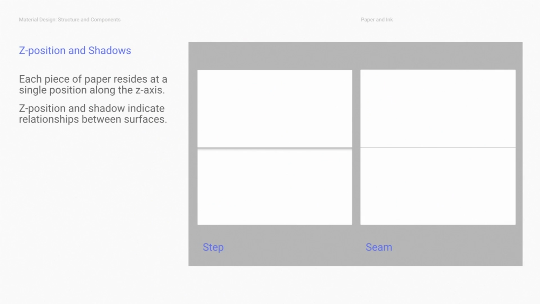The position of a piece of paper gives the user hints about how it relates to other paper. The dimensionality invites interaction. When the user sees a realistic shadow, they think there is a gap, we call it a step, between two pieces of paper, and they will behave and move independently. When there is no shadow between two coplanar pieces of paper, the edge they share is instead a seam, and the movement of those pieces of paper will be linked together. Paper always occupies a single z position.